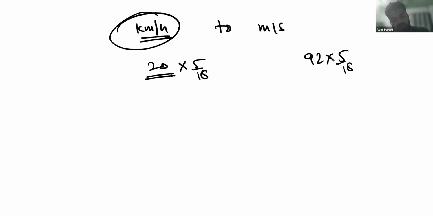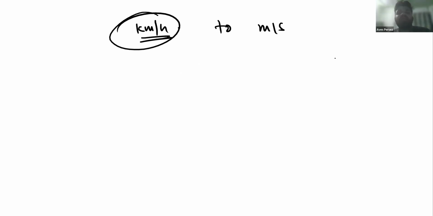So how will you calculate V minus U? First we will do the subtraction, and then we will convert it to meters per second. Let me explain. We will use the formula with kilometers per hour, and after getting the whole answer, we will convert it to meters per second. No, you cannot do this one, we'll have different values.